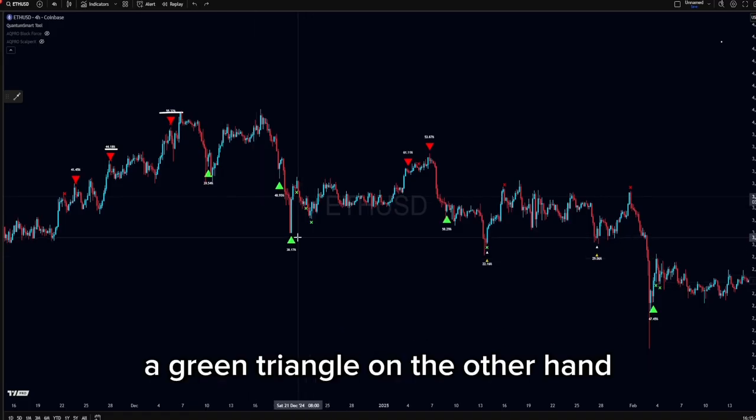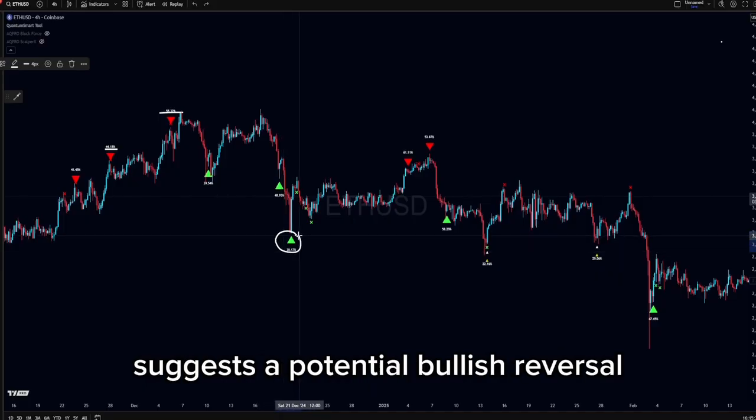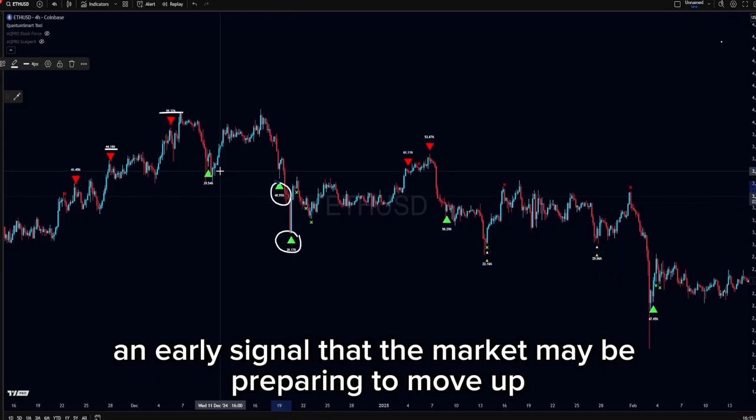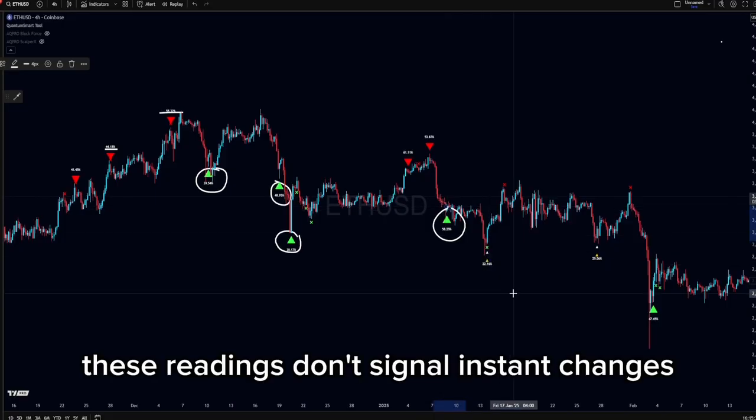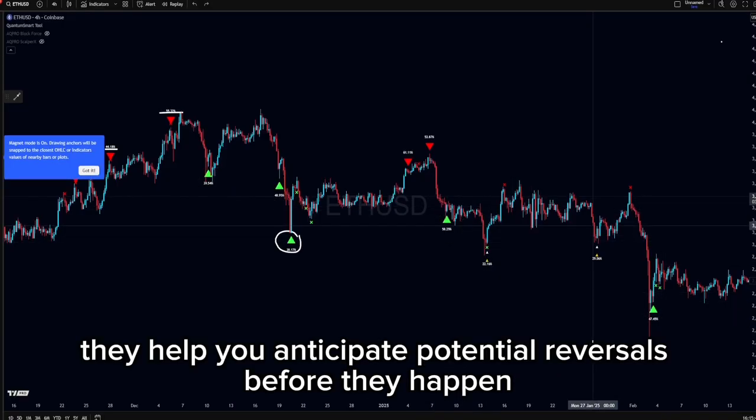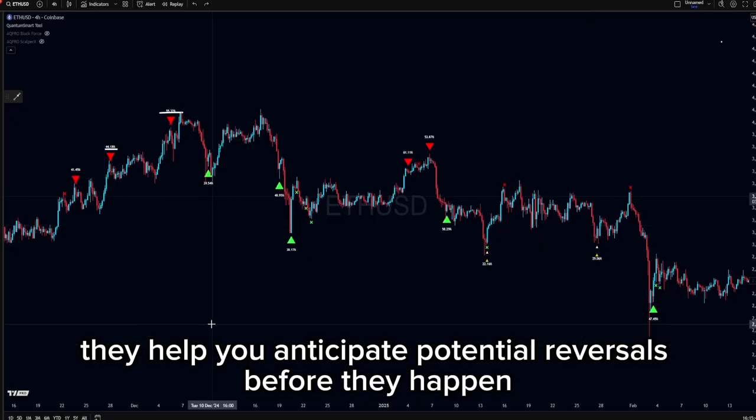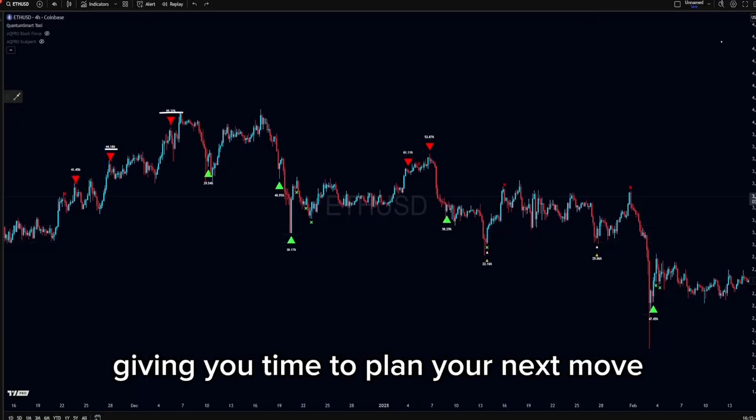A green triangle, on the other hand, suggests a potential bullish reversal, an early signal that the market may be preparing to move up. These readings don't signal instant changes. Instead, they help you anticipate potential reversals before they happen, giving you time to plan your next move.